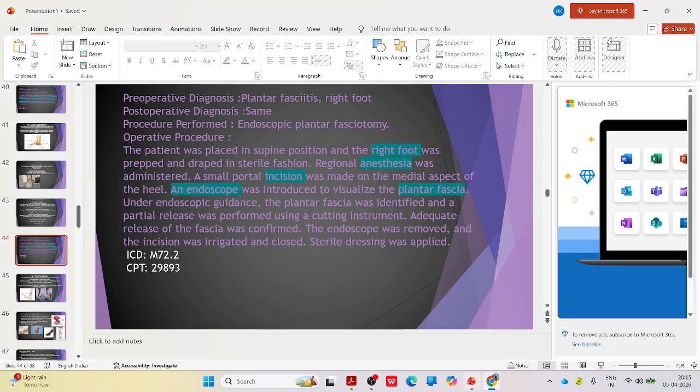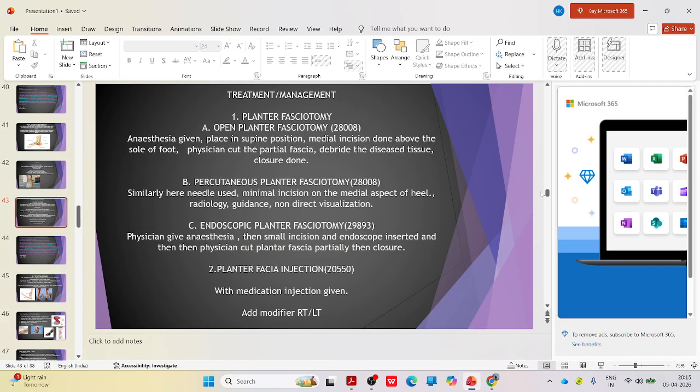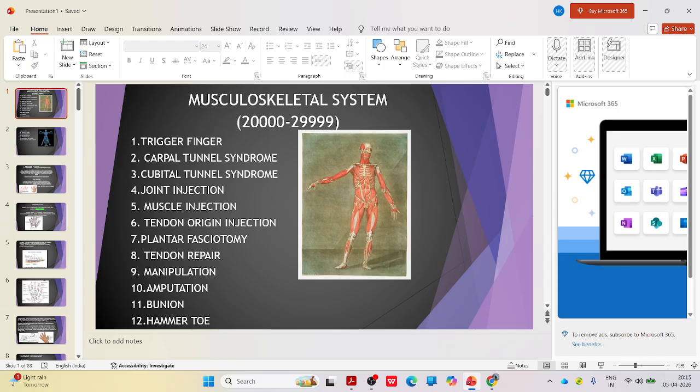So that is the plantar fasciitis. The next topic we'll cover in the upcoming video, because it's a tendon repair. It's a very long topic.